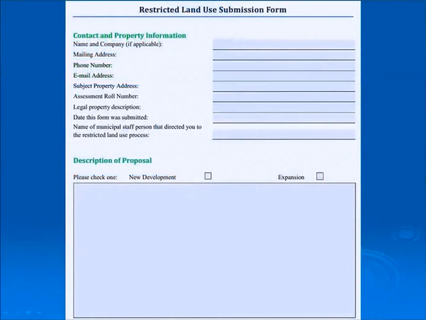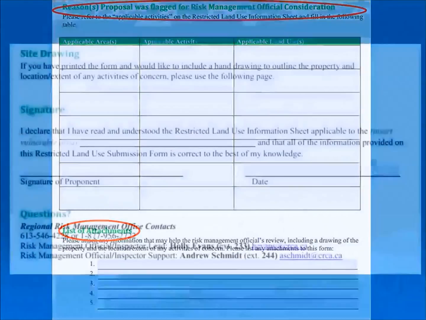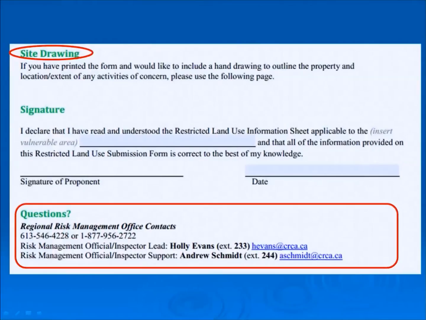The form is 4 pages long and includes sections for contact and property information, a description of the proposal, the reason or reasons that the proposal was flagged, a list of attachments, room for a site drawing, and contact information for the Risk Management Office if there are questions. It is to be submitted to the Cataraqui Region Conservation Authority Office to the attention of Holly Evans, the Risk Management Official and Inspector Lead.